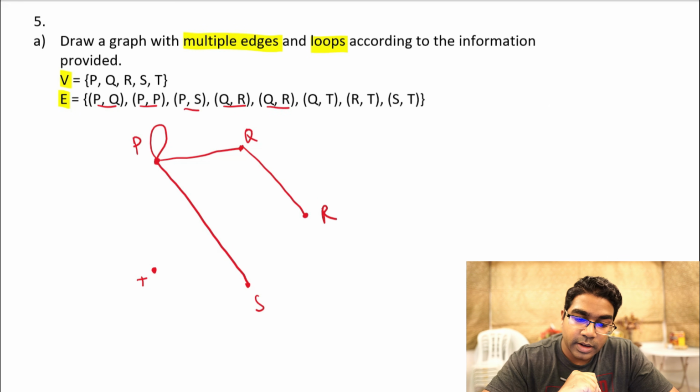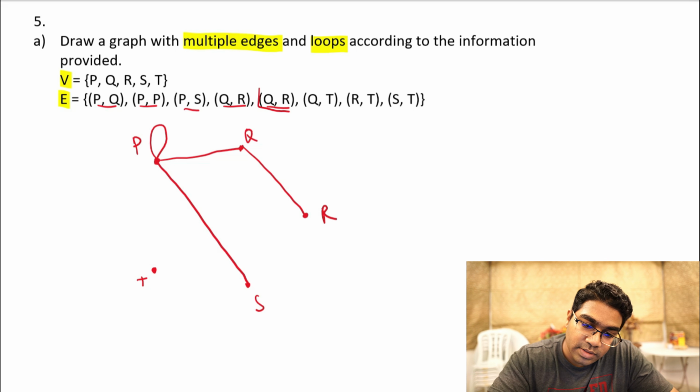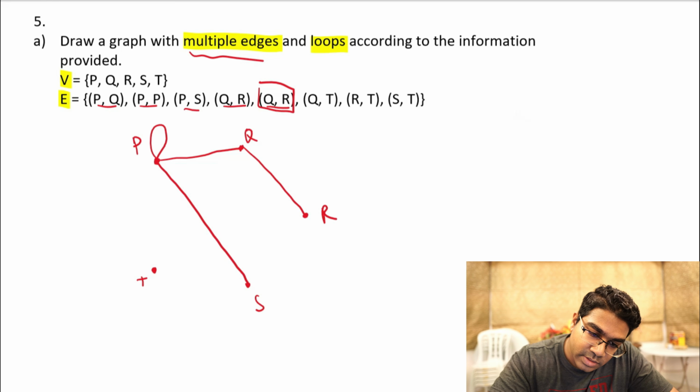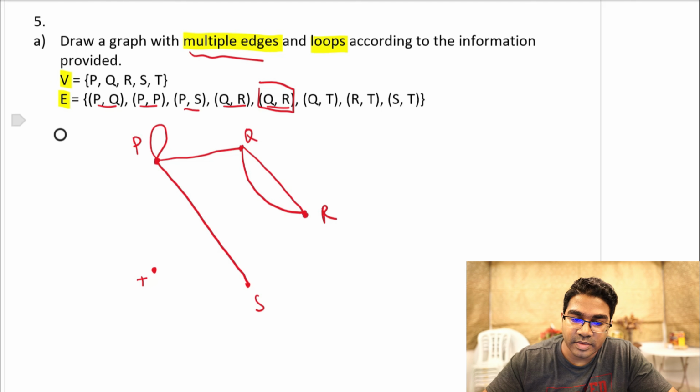And then we have QR again. Now, is this a typo? No, it is not a typo. If you see the same edge twice, then this is a graph with multiple edges. So you draw another edge connecting the same 2 vertices as before.